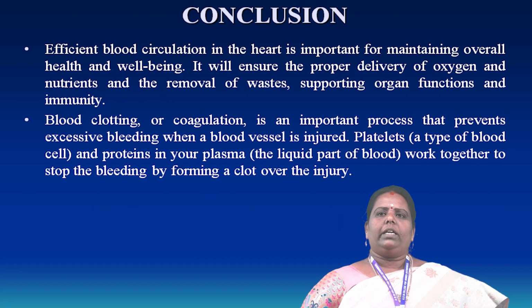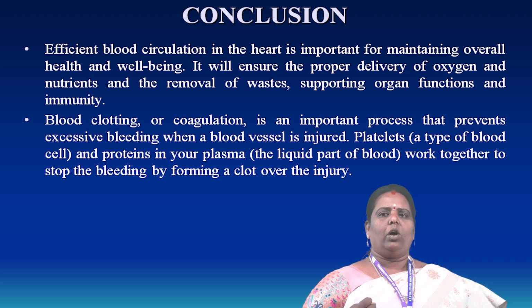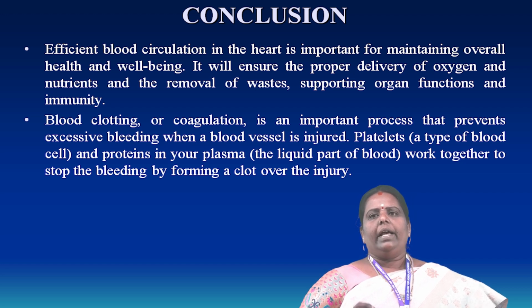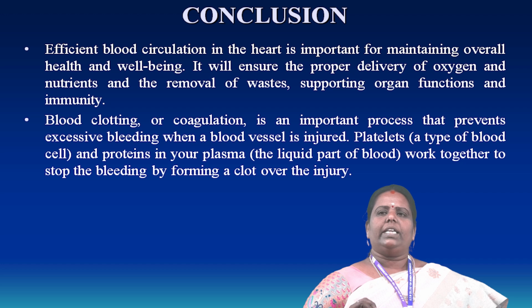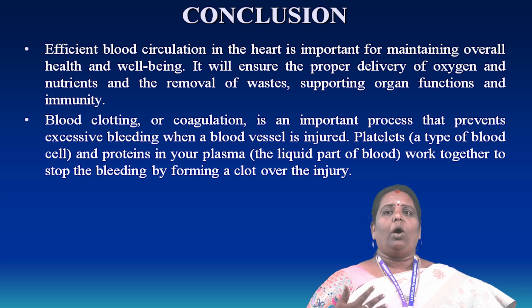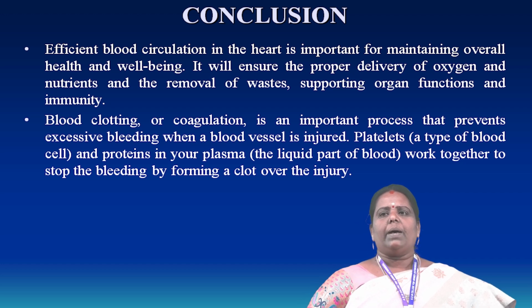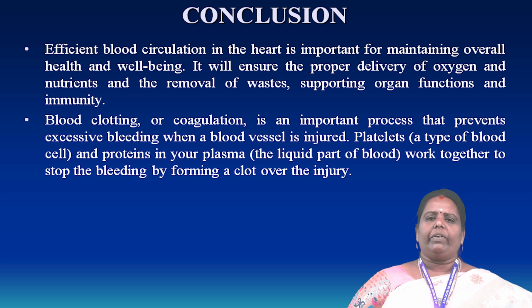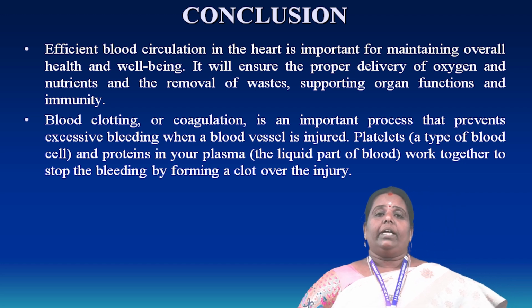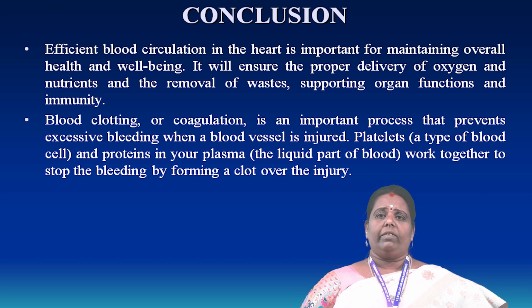In conclusion, regarding blood circulation and coagulation of the blood: efficient blood circulation in the heart is important. It maintains the overall health of the body. It ensures proper delivery of oxygen and nutrients and removal of waste, supporting the functions of the organs. It is also very important for creating immunity. So, blood circulation is very important to maintain everything.